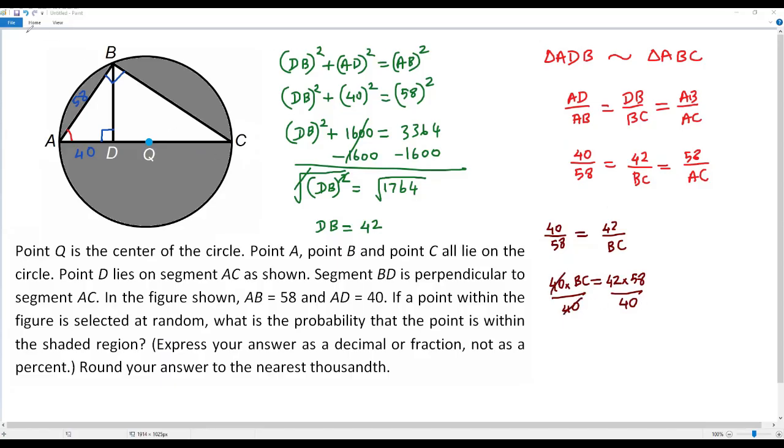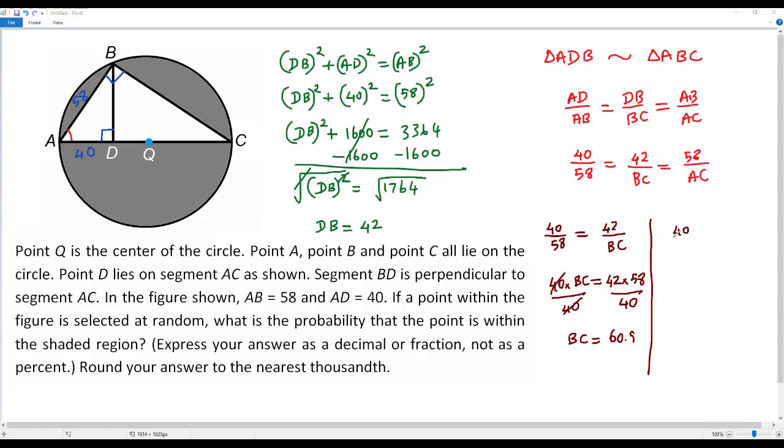Okay, now let me evaluate the value of 42 times 58, which is 2436. It has to be divided by 40. Then I'm getting 60.9. That is the length of BC is 60.9. Okay, now let me equate the first ratio and third ratio to get the length of AC.